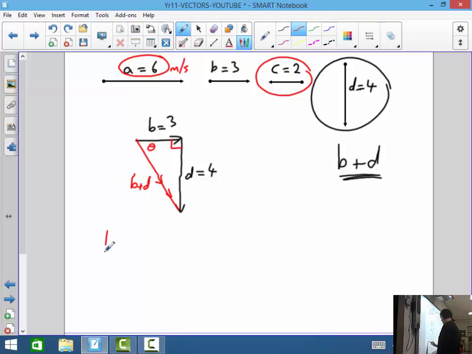To get that, we would use Pythagoras' theorem. The answer is going to be 3 squared plus 4 squared, all square rooted. Now that's actually going to be 5. It's a 3, 4, 5 triangle.